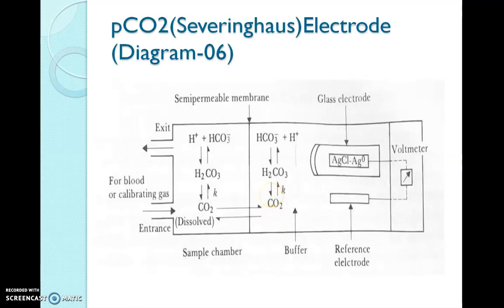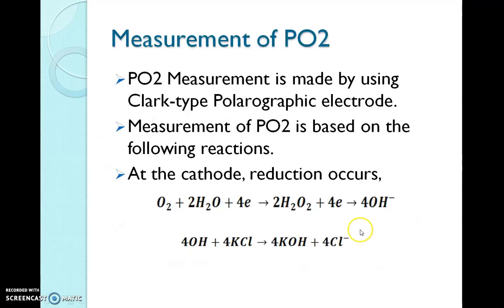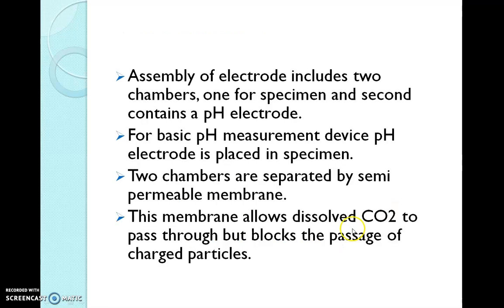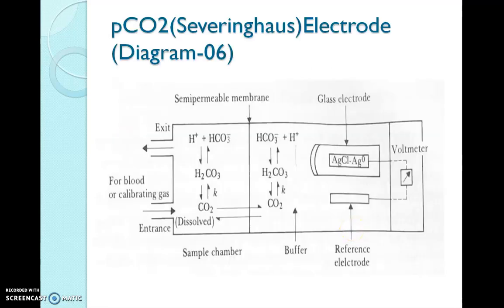This is the construction of the PCO2 electrode, that is nothing but the Severinghaus electrode. The assembly includes two chambers, one for the specimen and a second containing the pH electrode. In contrast to the basic pH measurement device, in which the pH electrode is placed in the specimen, in this case the pH electrode is bathed by a buffer solution of bicarbonate and NaCl.